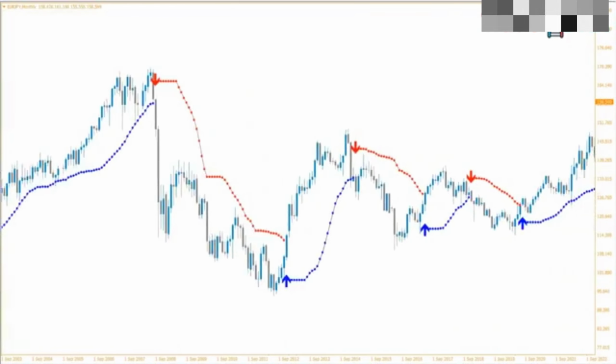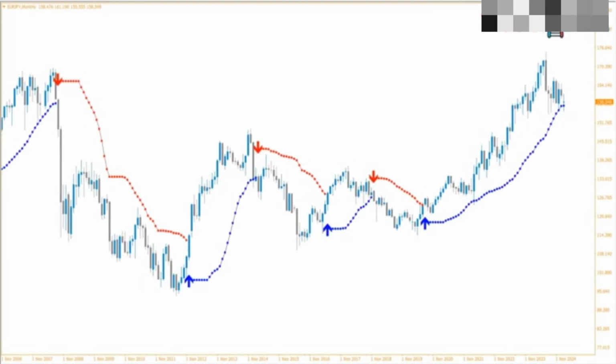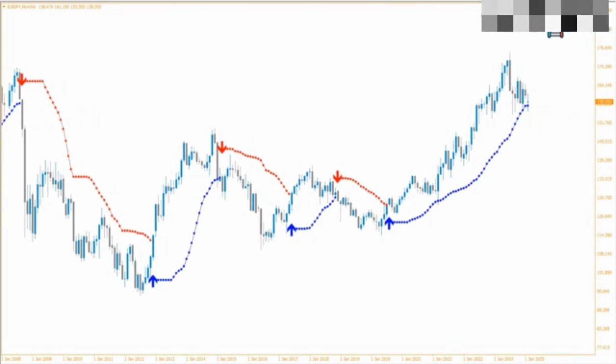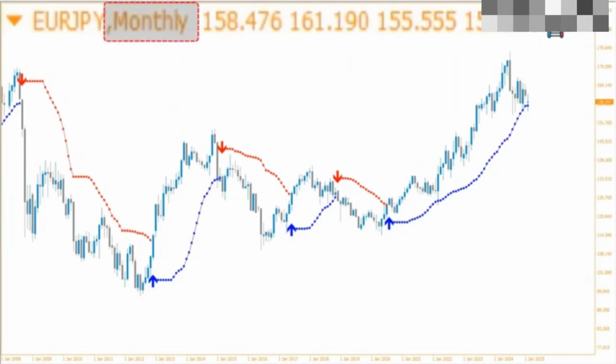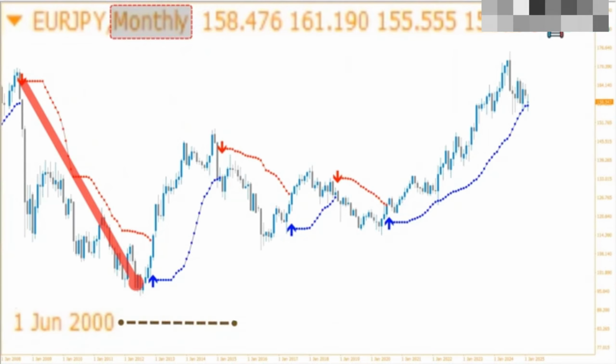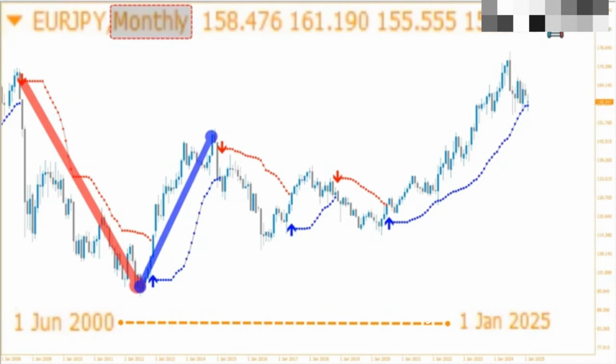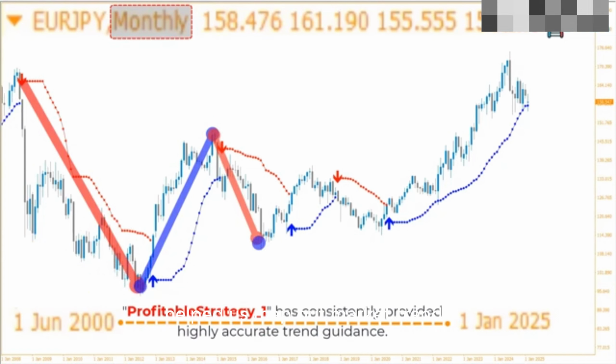Now, let's take a look at how Profitable Strategy Indicator 1 actually maps out market movements. Let's break this down with a real example. Take a look at Profitable Strategy Indicator 1 in action. It does an incredible job at defining trend boundaries with precision. Right now, we're looking at a monthly time frame. And here's what's truly impressive. From 2006 all the way to today, this indicator has consistently helped us map out market trends and pinpoint key support and resistance levels with accuracy.